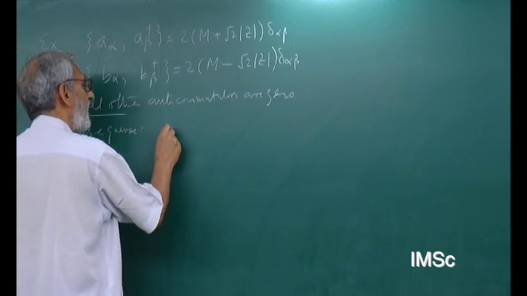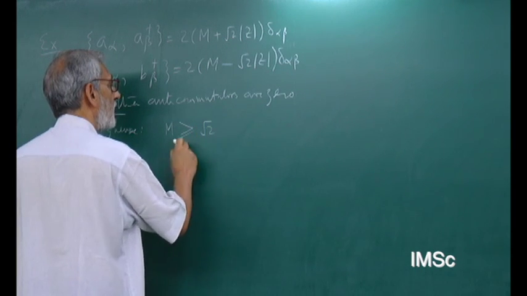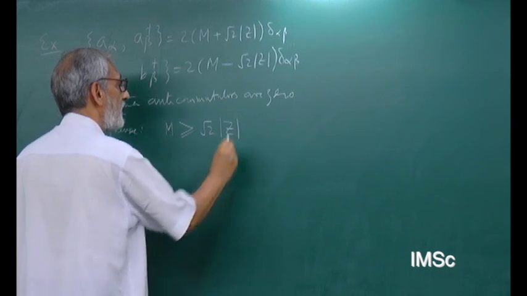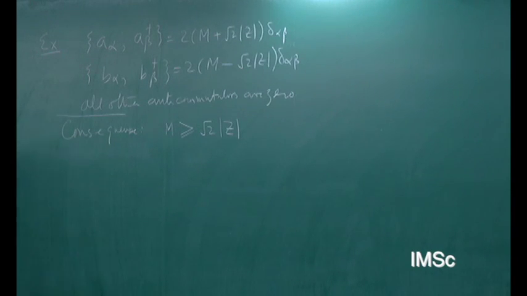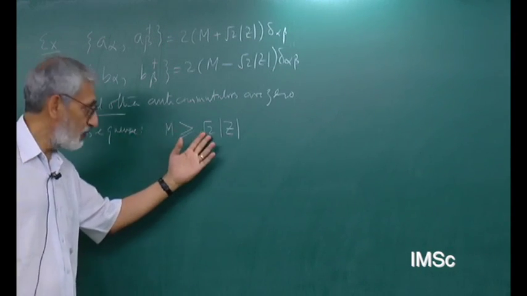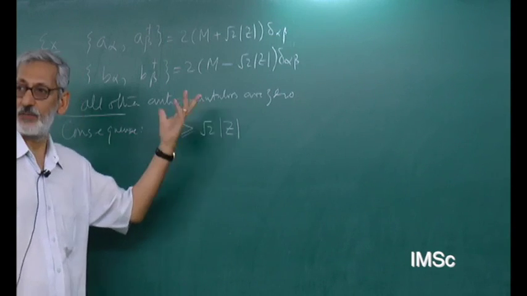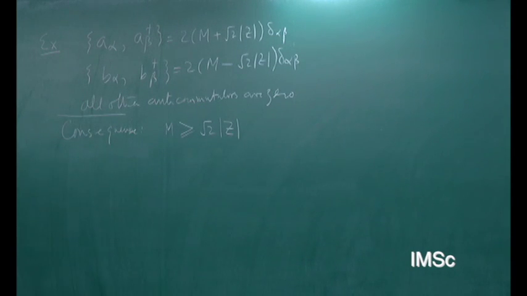That is, m is always greater than, or at best equal to, root 2 mod z. So the mass of this representation is always bounded from below by mod z, root 2 some normalization. And it's very easy to see it from here.